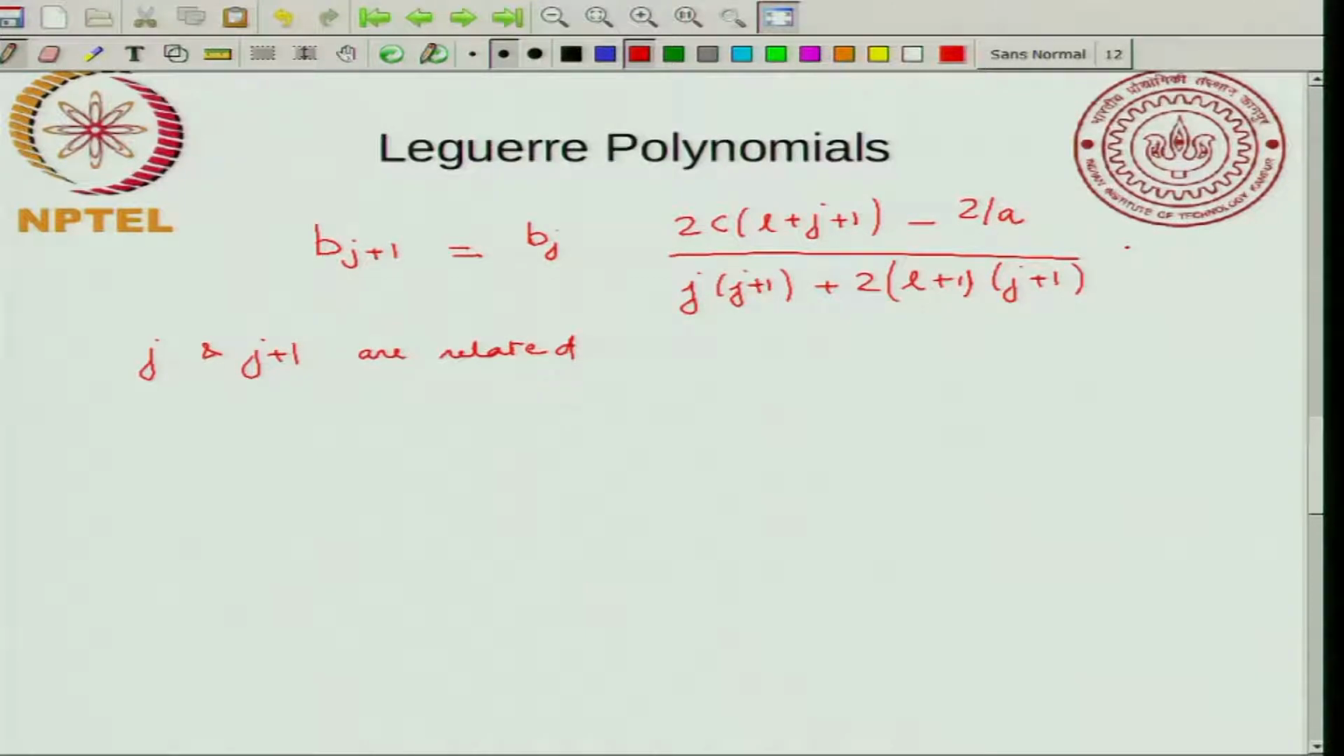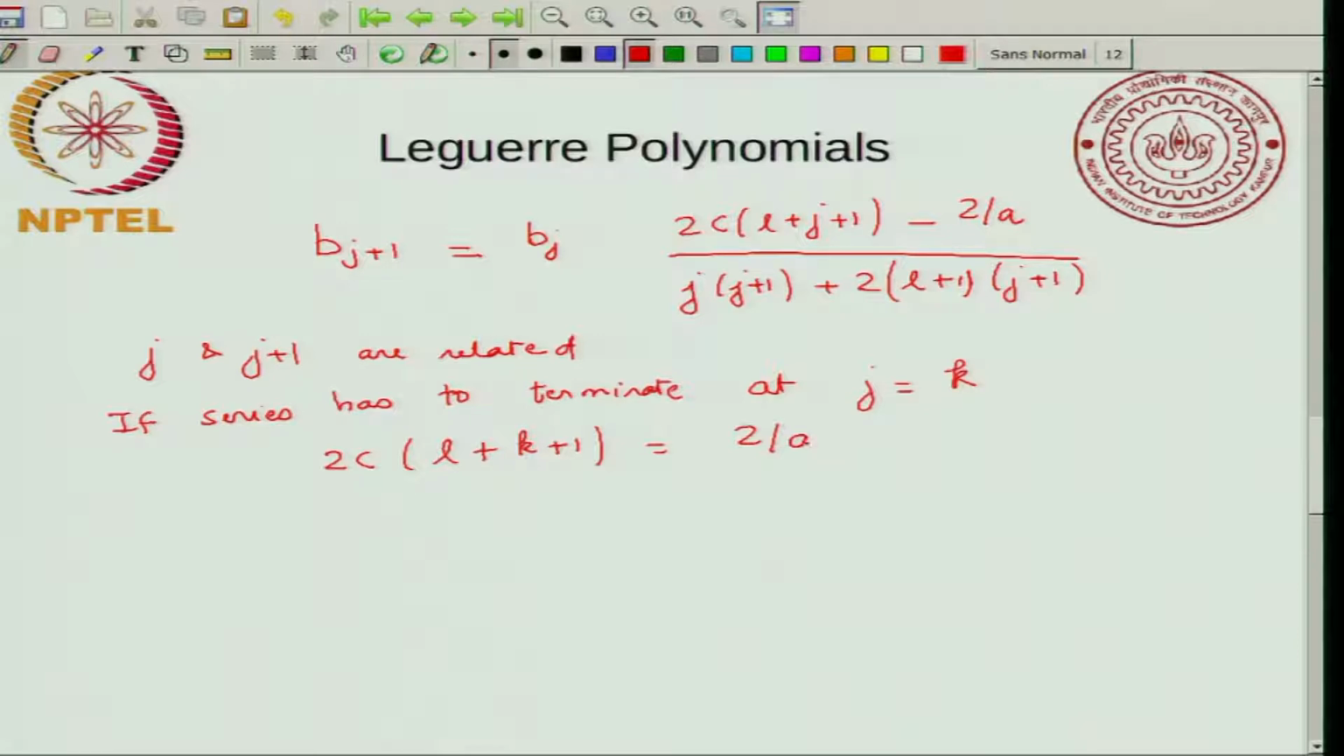Now we can say that if this series has to terminate at j equal to, I will just call it k, then we should have 2c times L plus k plus 1 is equal to 2 by a, or you will get c is equal to 1 by a times n, where n is equal to L plus k plus 1. So n equal to L plus k plus 1.